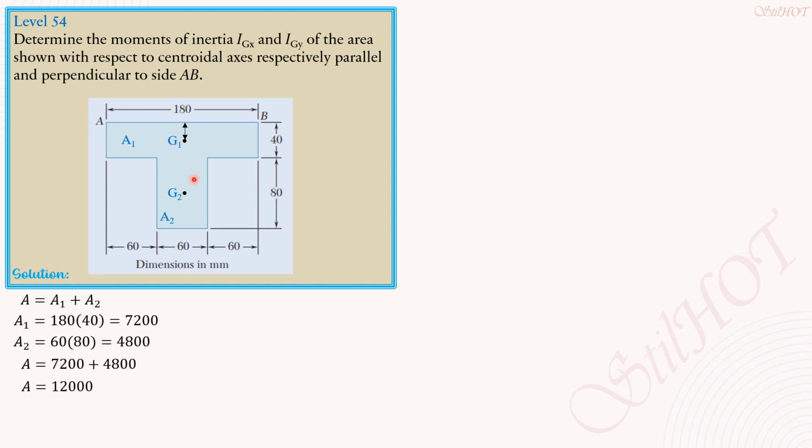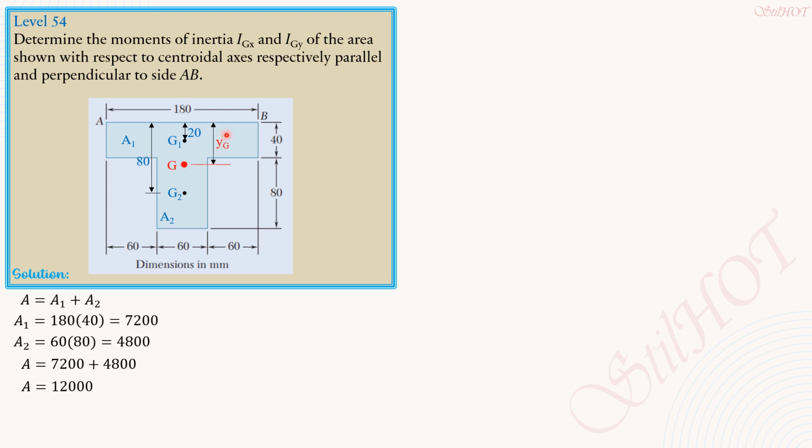So this is the location of G1, by the way, this distance is half of 40, so 20 mm. And the distance of G2 from the top is half of 80, 40 plus 40, 80 mm as indicated. So the centroid of the entire area would be somewhere here, and it is on the axis of symmetry. So the centroidal y-axis has no problem, it is there. So in short, the moment of inertia with respect to that axis is also the centroidal IGY or IY axis.